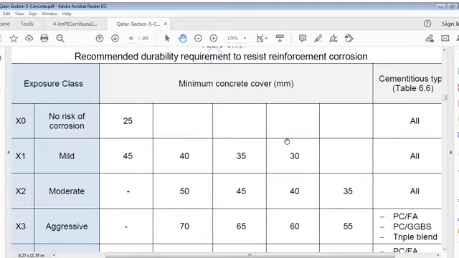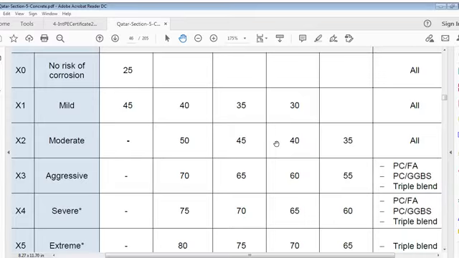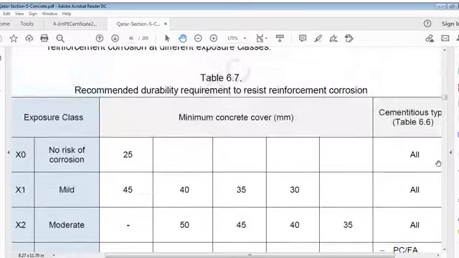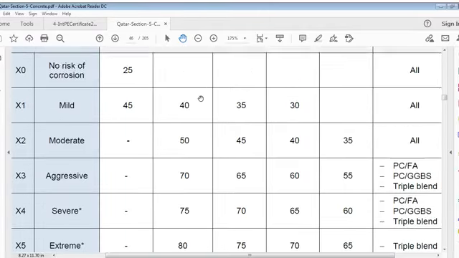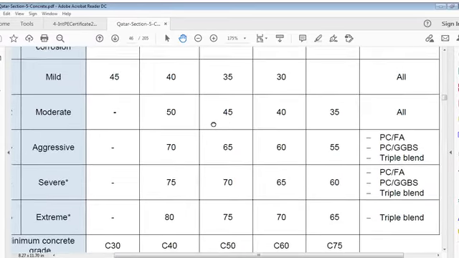Okay, no problem. Cementitious type all. Then X1, mild corrosion. Cover is 45, 40, 35 for C30 and all cementitious types. So let's go further here. Then X2, which is moderate corrosion. So 50 in place of 40, 30, 45 in place of 35, 40 in place of 30, and 35 here in all concrete. So here in the moderate case we have added 10, 10 and 10 and 35 here.